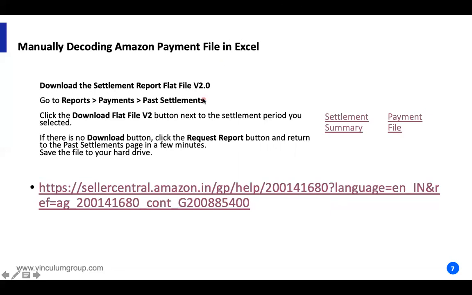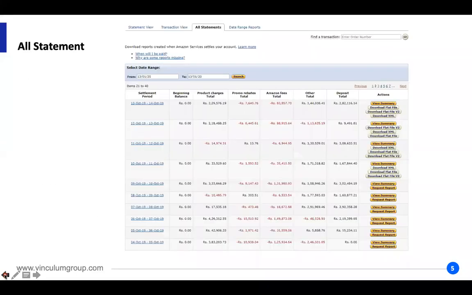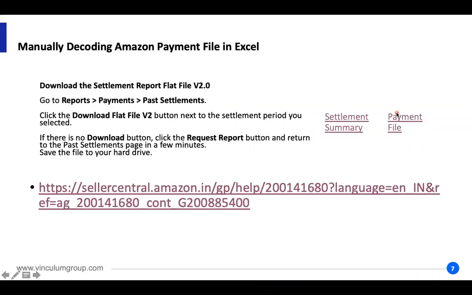Just for reference, I am taking you to the page where you can see exactly where this is. So let's say you have this sheet where, for a particular settlement period, there is a payment file which lies down here. Just download this flat file V2 and keep it in your drive. I have shared a link with you, which you will also get after the end of the presentation.